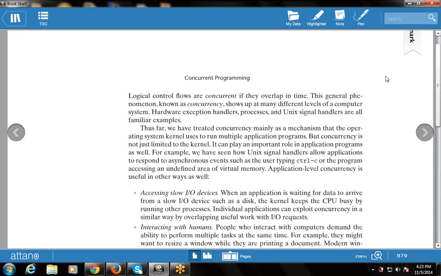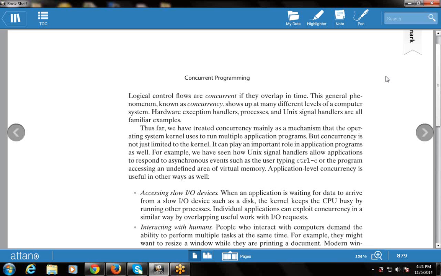Thus far we have treated concurrency mainly as a mechanism that the operating system kernel uses to run multiple application programs. But concurrency is not just limited to the kernel. It can play an important role in application programs as well.